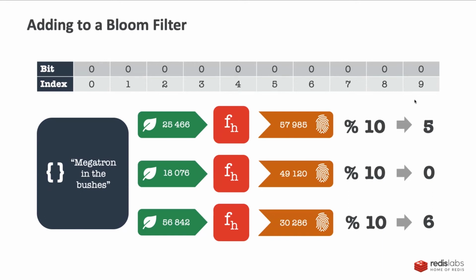And like the hash table, we are going to put something in there. But in the hash table, we modified our linked list. In the Bloom filter, we're just going to flip the bit. So 5, 0, and 6, they all get set to 1. So that's how we add to it. That's all there is to it, adding to a Bloom filter.